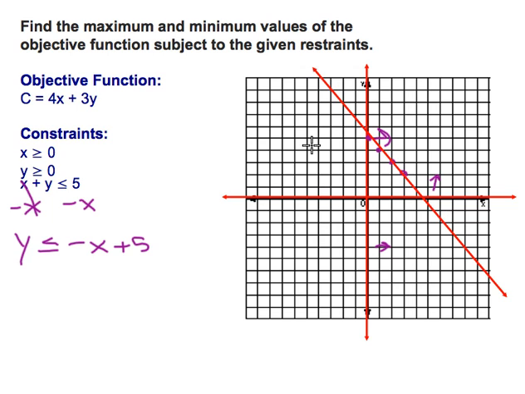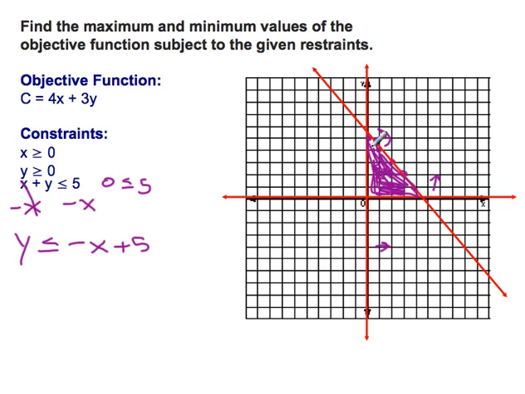All right, and then remember we plug in 0, 0 since it's not on the line. So I go back to this inequality. If I were to plug in 0, 0, I would have 0 is less than or equal to 5. That's true. So that means that this line is going toward 0, 0. So my shaded region is going to be this triangle right in here. Okay, so there's my shaded area.